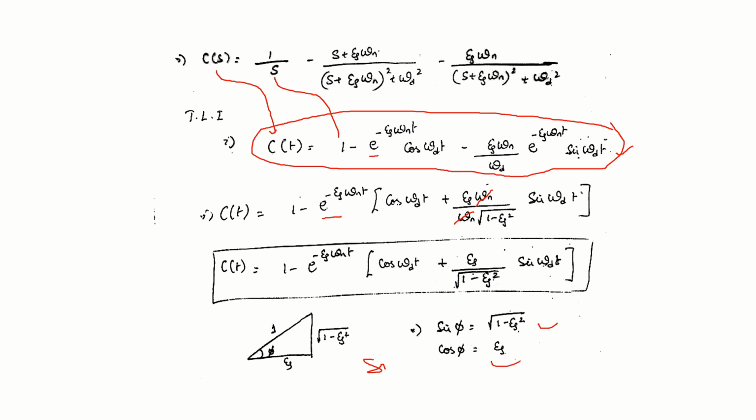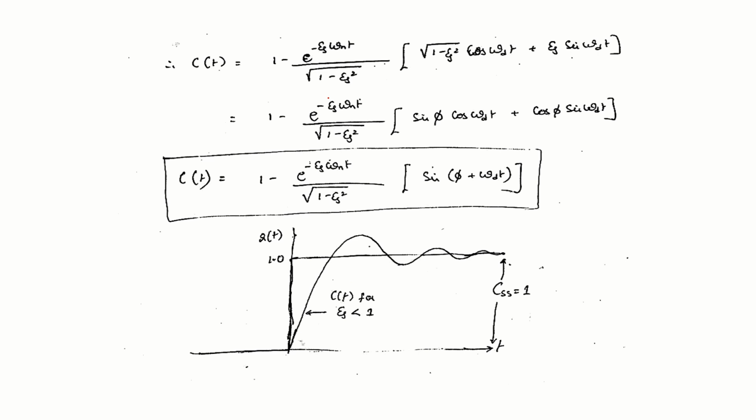Okay, now I'll do the further manipulation. I'll take LCM here and take out root of 1 minus zeta square outside the bracket. So I got this. This I can replace by sin phi from that, and this I can replace by cos phi. This will become the sin A cos B plus cos A sin B form. So I can write it as sin A plus B. So this is the relationship: C of t equal to 1 minus e to the power of minus zeta omega n t over root of 1 minus zeta square, sin of omega d t plus phi.